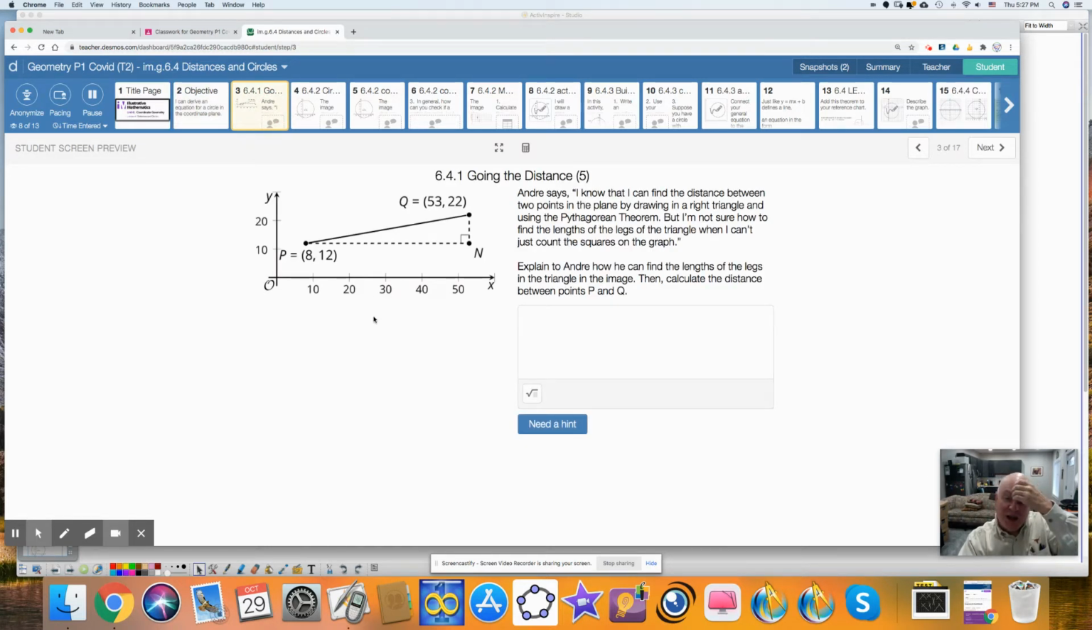Andre says, I know I can find the distance between 2 points on a plane by drawing a right triangle and using the Pythagorean theorem. But I'm not sure how to find the length of the legs of a triangle when I can't just count the squares on the graph. Explain to him how he's supposed to do it, and then calculate the distance between these 2 points, P and Q.